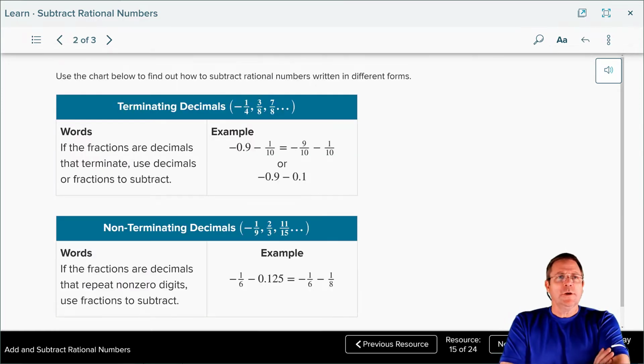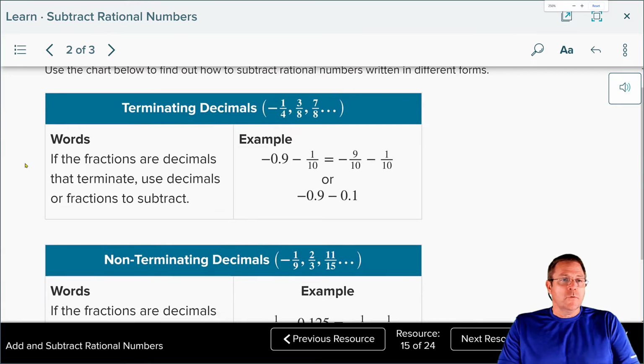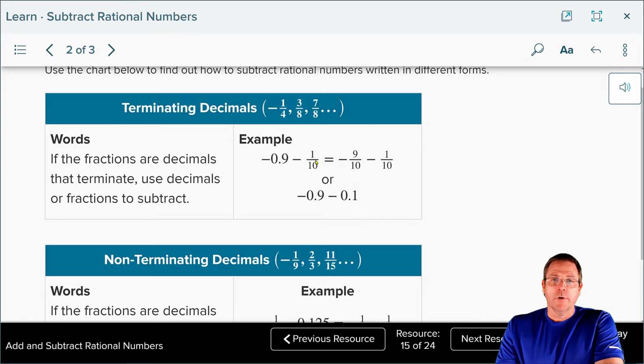So the instructions say to use the chart below to find out how to subtract rational numbers when written in different forms. In words, we can say if fractions are decimals that terminate, then use the decimals or fractions to solve. So here they have an example where 1 over 10 became a terminating decimal 0.1, so you could use it as just decimals to solve it. They also could convert 9/10 to a fraction and solve the fraction. So if they terminate, then you get to use either one of them.